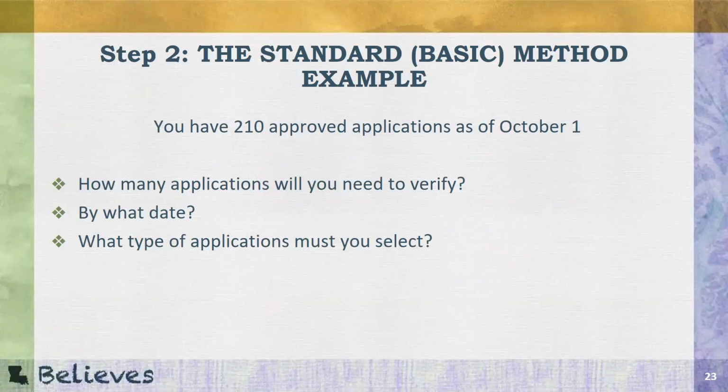Let's take a look at an example. If you have 210 approved applications on file as of October 1st, how many applications will you need to verify? By what date and what type of applications must you select?